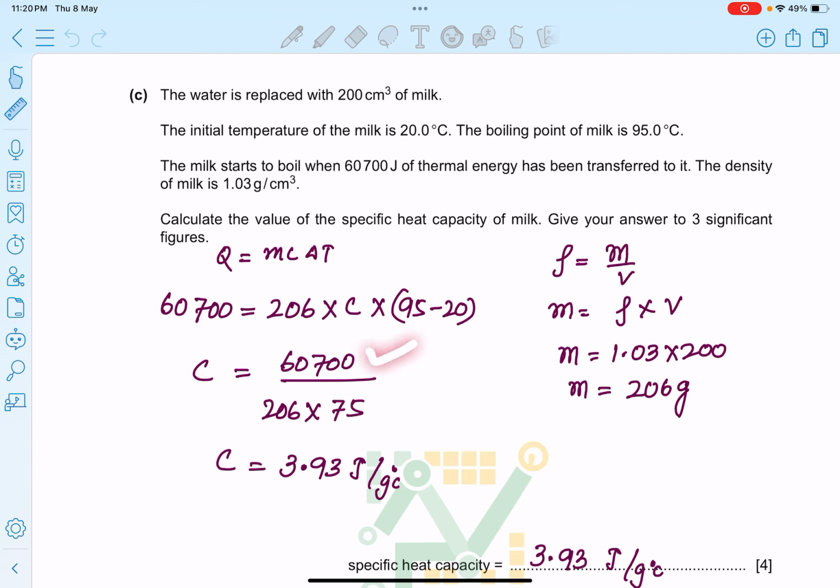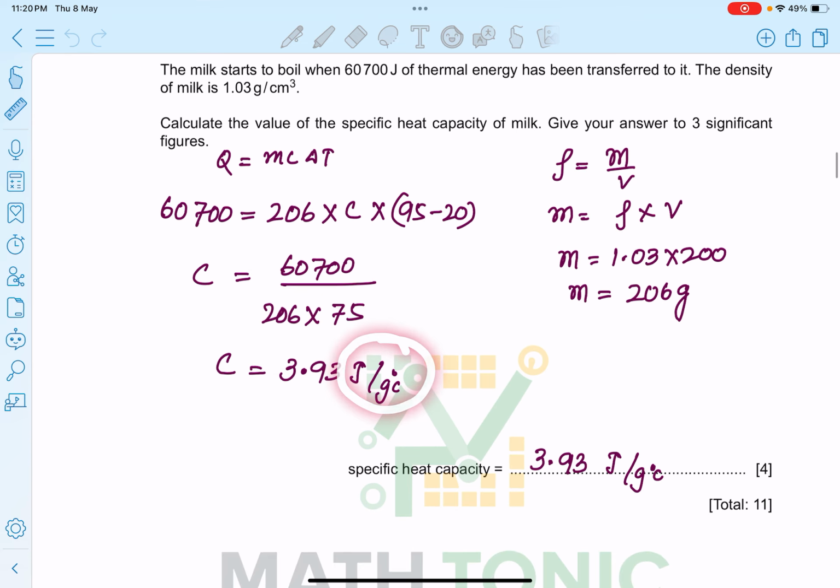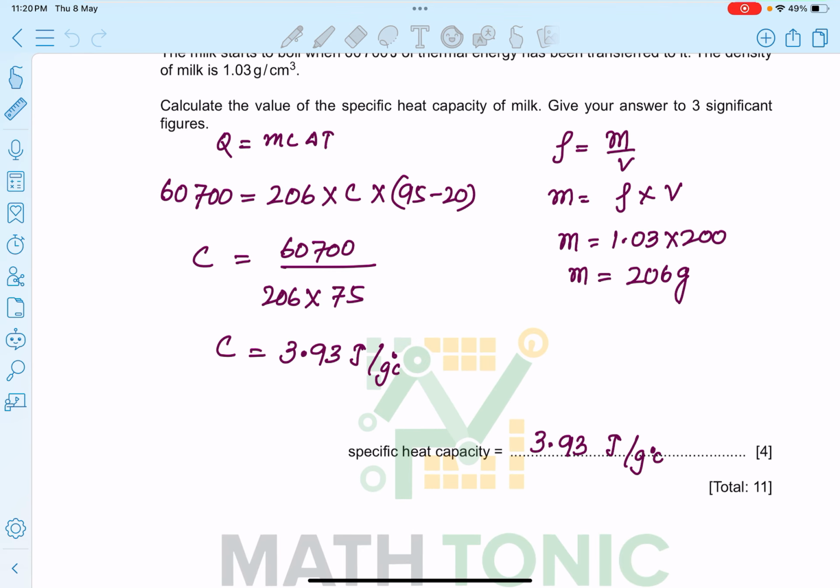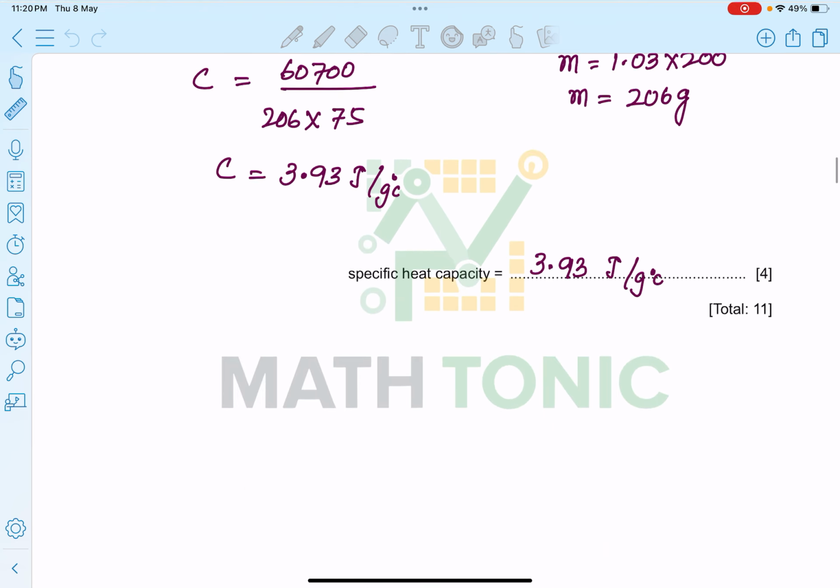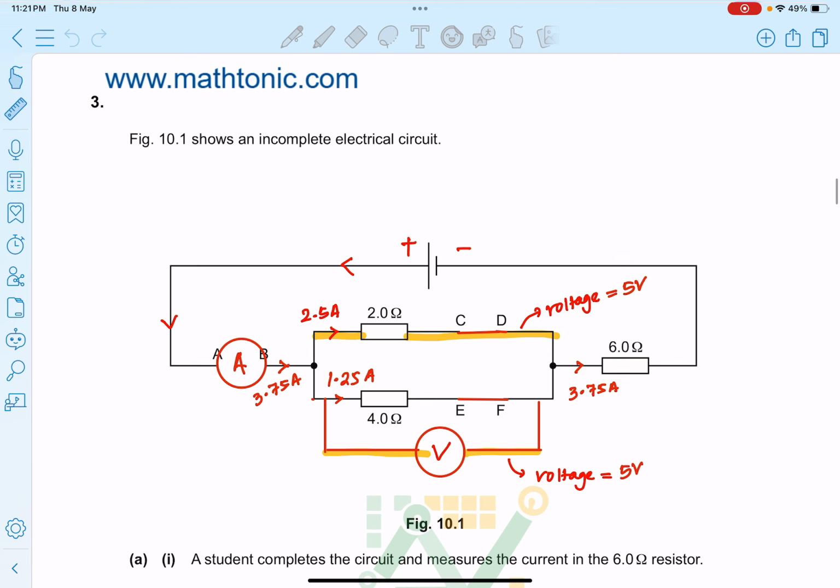When you rearrange it, it is 60700 over 206 times 75, and this answer will be 3.93. Be careful when you write the unit, that is joule per gram degree Celsius, because this is energy, this is mass, and this is temperature. So energy is in the numerator, that's why it is joule, over mass which is gram, and temperature which is degree Celsius. Did you understand clearly, everyone? Yes, this is a very good question.